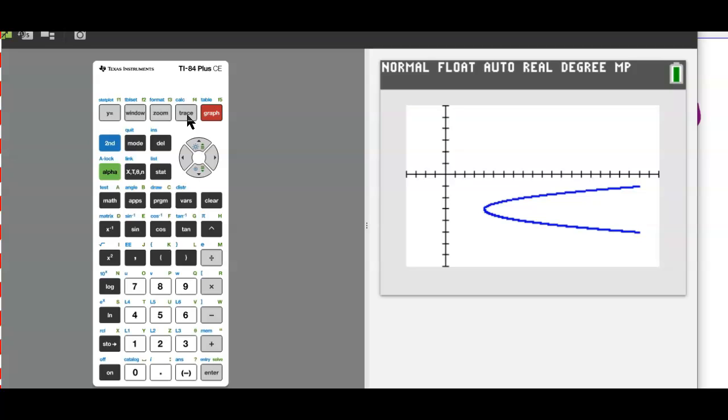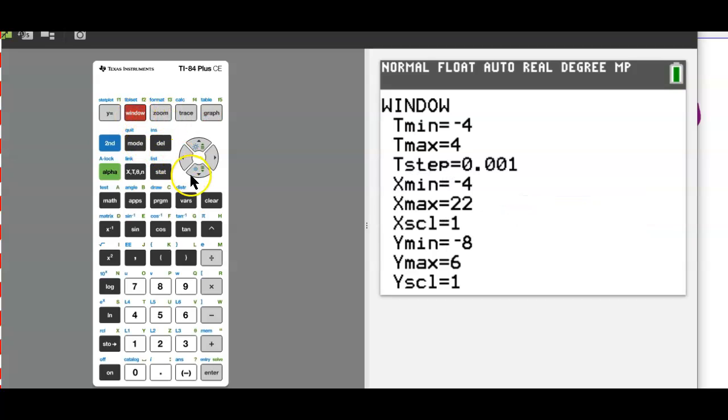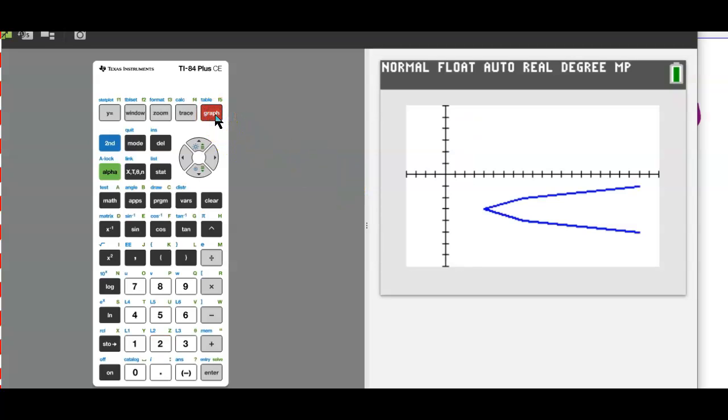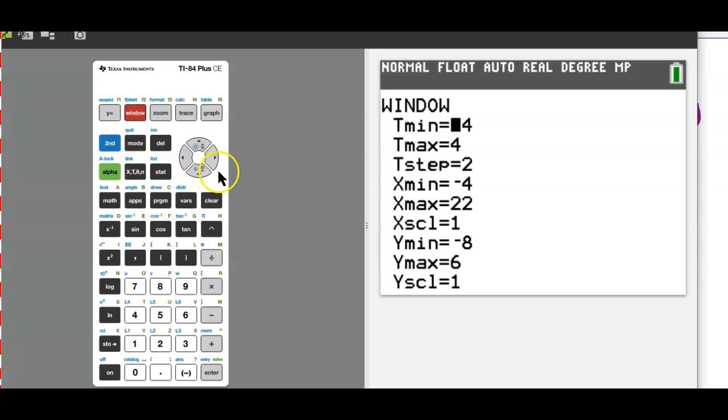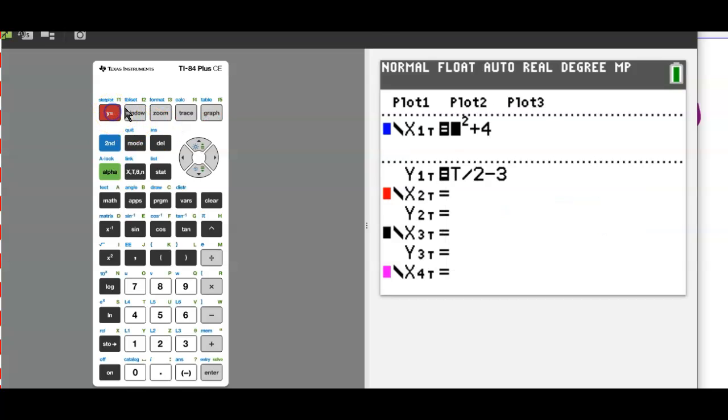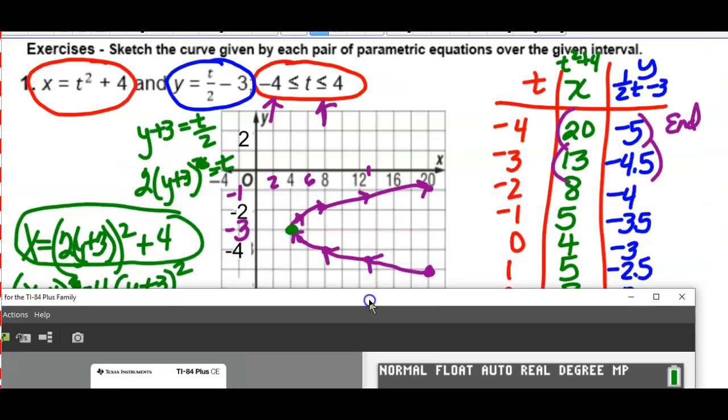But the other option is if you made t-step really big, like 2, it would only count by 2s from here to here. So it would only put like 4 points. See how it gets all pointy? So we usually leave the t-step 0.1 because that's calculating 10 little dots to connect between each of these integer values.